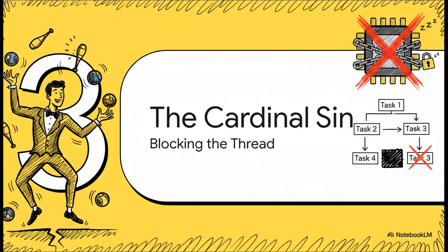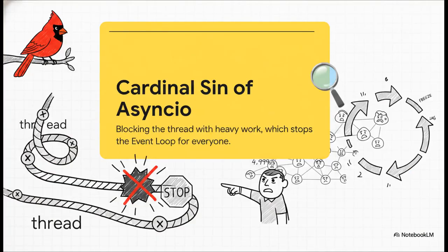Which brings us to Section 3, the cardinal sin explained. Margaret makes it crystal clear. Timothy committed the ultimate cardinal sin of Asyncio. Blocking the thread with heavy work stops the event loop for absolutely everyone. Think about it. By doing heavy work directly on the main stage, one selfish player didn't just slow down their own process. They crashed the experience for your other 4,099 users. Every single person connected to that server just has to sit and wait while Alice finishes her math.